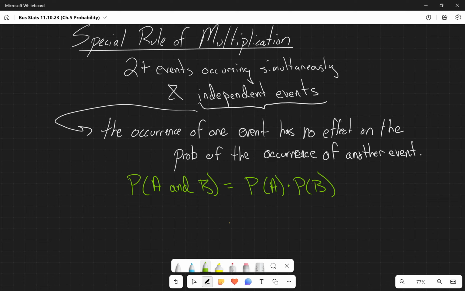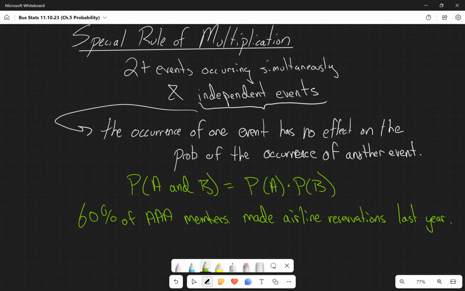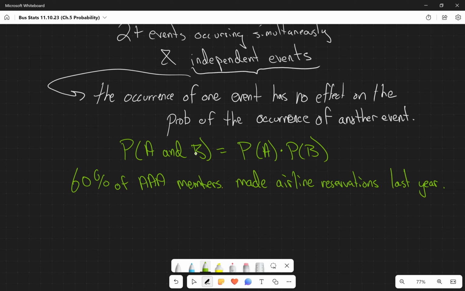We were told that the AAA, American Automobile Association, surveyed its members, and they found that 60% made airline reservations last year. And so then we're told that two members are selected at random. What's the probability that they both made airline reservations last year?